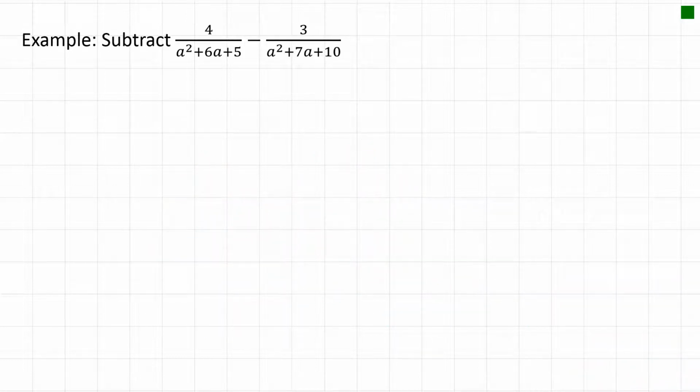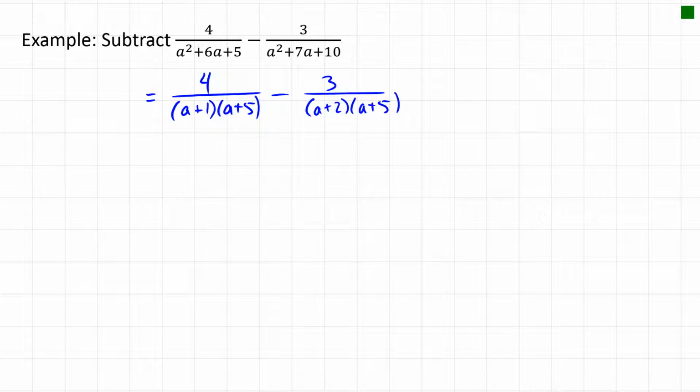I'm going to run through another example here. Just like with the addition problems we saw, the first goal is to factor the bottom. So these are simple trinomials, which is nice. So I have a plus 1 times a plus 5, and in the second one, 3 over a plus 2 times a plus 5. So the missing part in each denominator, well, the a plus 5 is there in each denominator. So I've got to give the first fraction the a plus 2, and the second fraction the a plus 1.